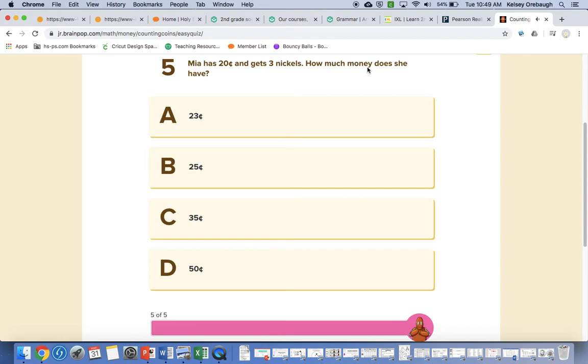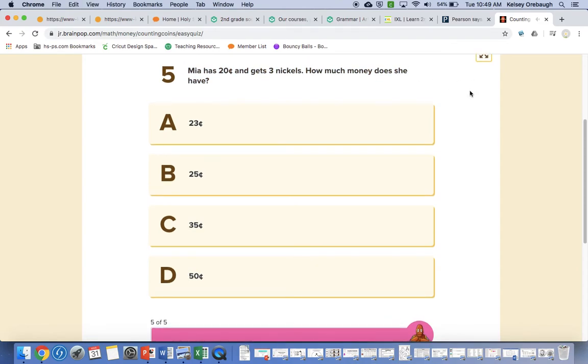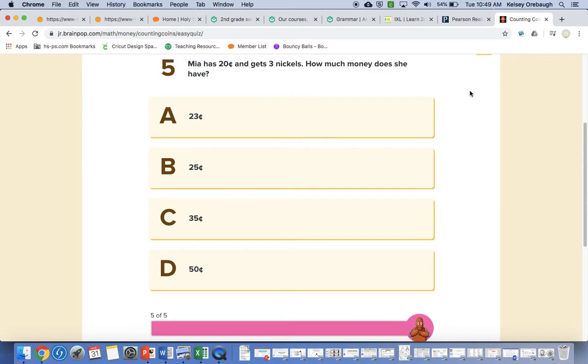Mia has 20 cents and gets 3 nickels. How much money does she have? All right. The word gets tells us that we're adding. She's getting 3 more nickels. How much does she have now in all? We're looking for our whole. So she has 20 cents to start with, and she gets 3 nickels. Let's figure out what 3 nickels is worth. 1 nickel is worth 5 cents. So we can skip count by 5s 3 times to figure out what 3 nickels is worth. Skip count with me. 5, 10, 15.